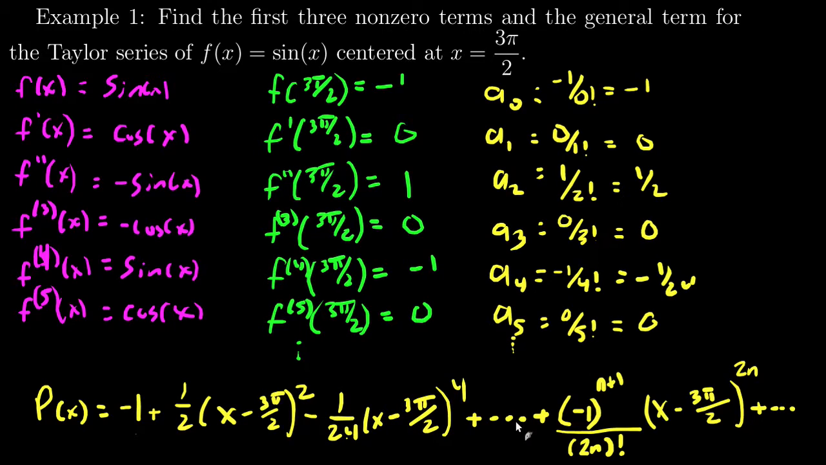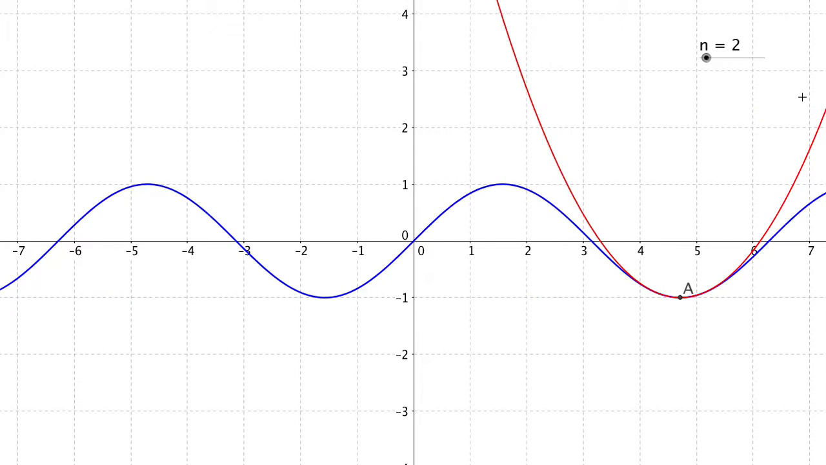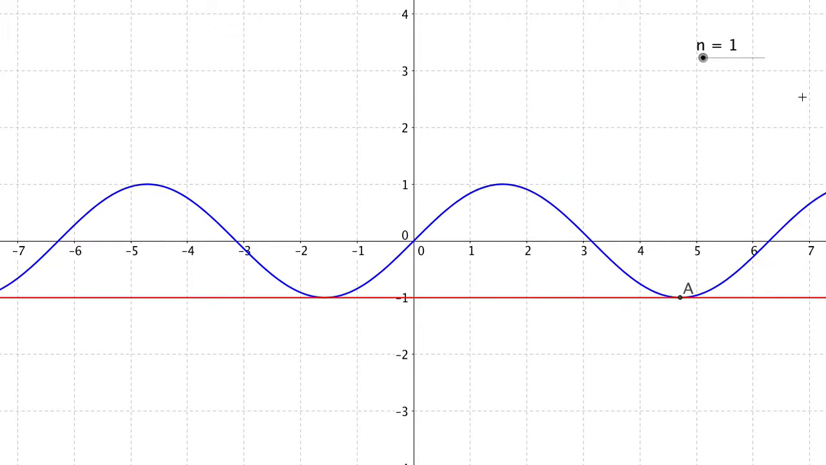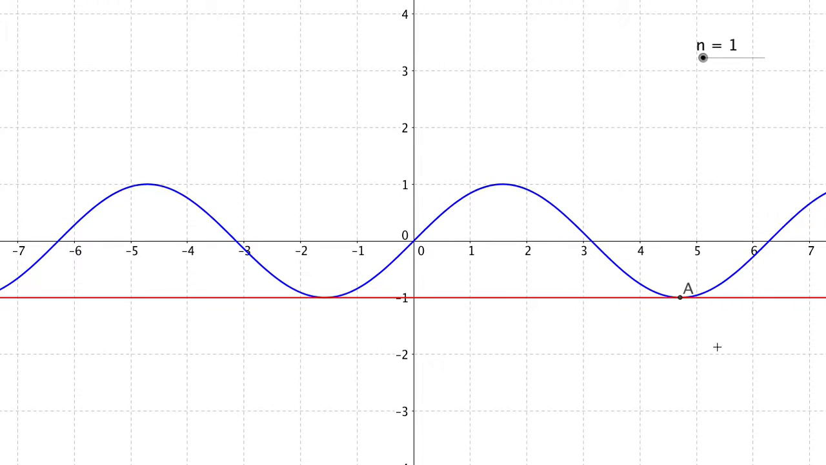Now, before we go on, let's look and see what it does for us. The blue curve is sine, and this is the constant. It just has that first term, which was negative 1. As I add more terms, so this includes negative 1 plus 1 half (x minus 3 pi over 2) squared, you see I get a better approximation. This is only good really close, and then we get some points here that are close, but that's just sort of a coincidence. It doesn't happen in general.